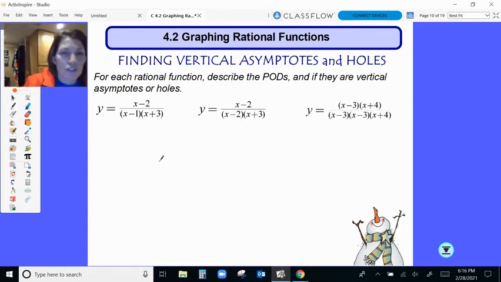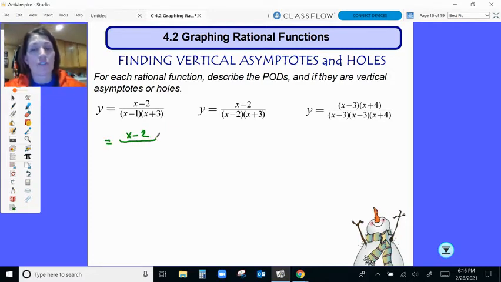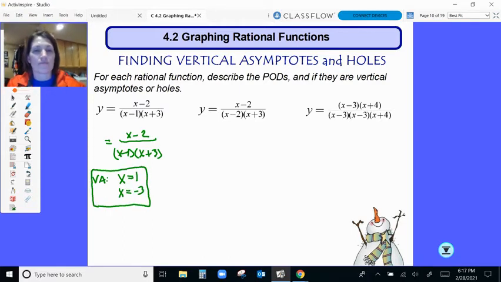For y equals (x minus 2) over (x minus 1) times (x plus 3). We don't have any common factors in the numerator or denominator, so the numerator is just x minus 2. And by the way, we're already factored. Sometimes you're going to have to factor these on your own, okay? So x minus 1, I don't know why I rewrote that, but whatever. So we're going to have vertical asymptotes at x equals 1 and x equals negative 3. And that's it. Those are all our points of discontinuity.